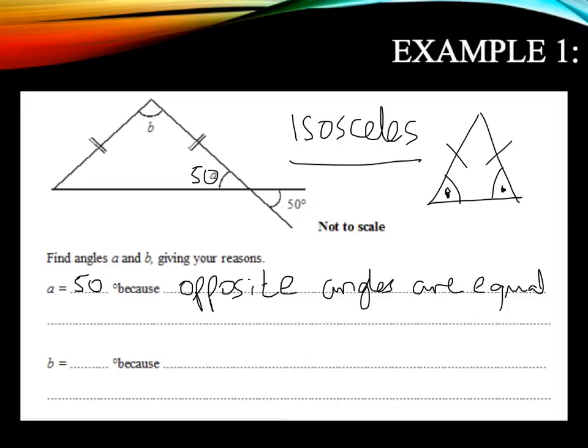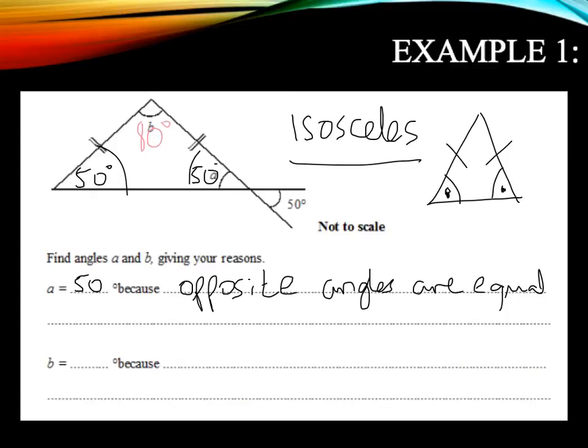Right, well, on my picture here, on the question, if we know one of these angles already, it's 50 degrees, which means that this one over here will also be 50 degrees. So we've got these two angles at 50. Now let's use another fact. Angles in a triangle add up to 180 degrees. So we've already got 50 and 50, which is 100, which means that angle B must be 80 degrees.